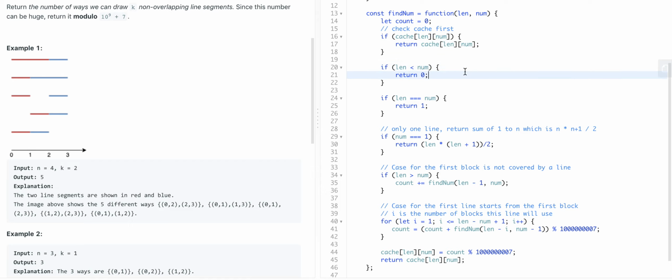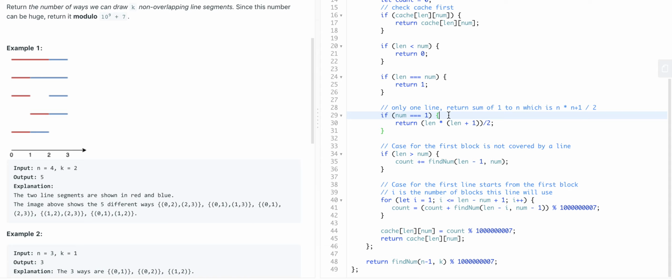Next, I check if length is less than num. That means, because each line needs to occupy one space, if length is less than num, there's 0 ways to do this. So we just return 0. And if the length is equal to num, there's only one way, because every single line occupies one space. So just return 1.